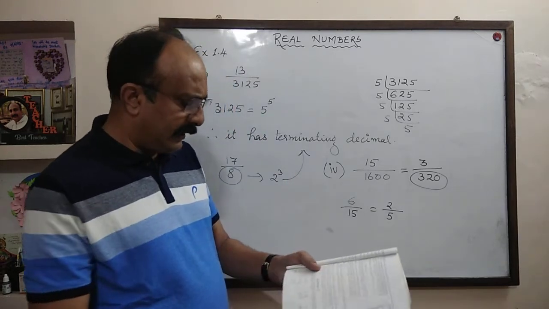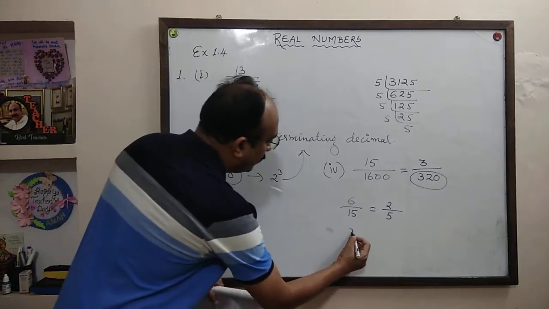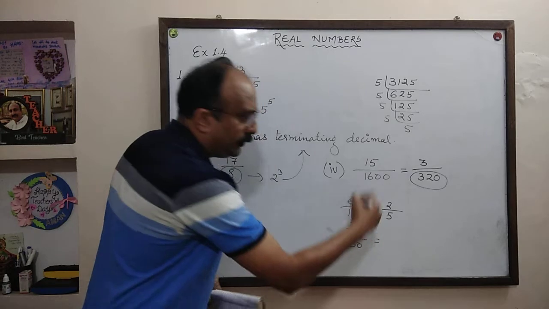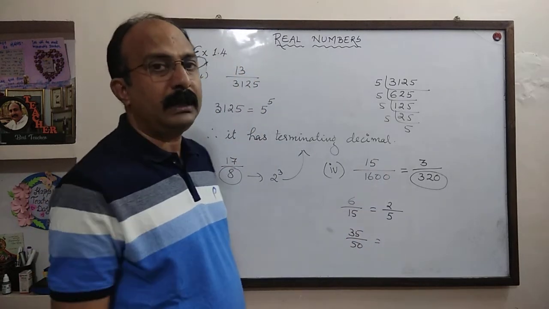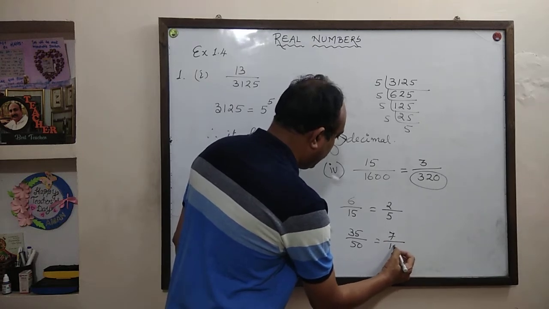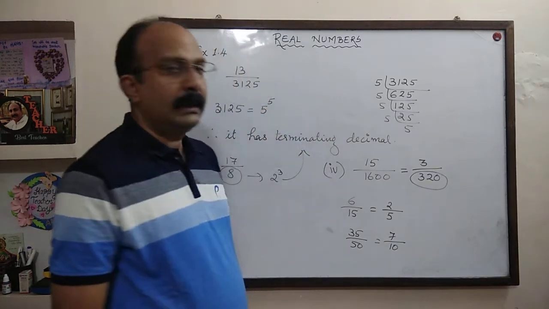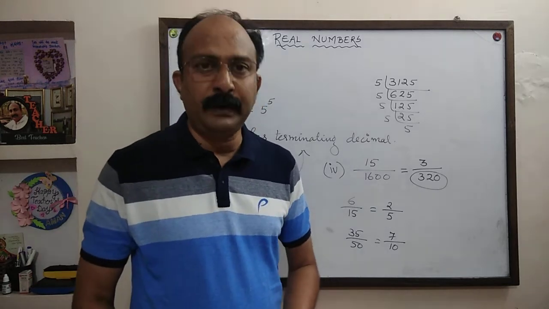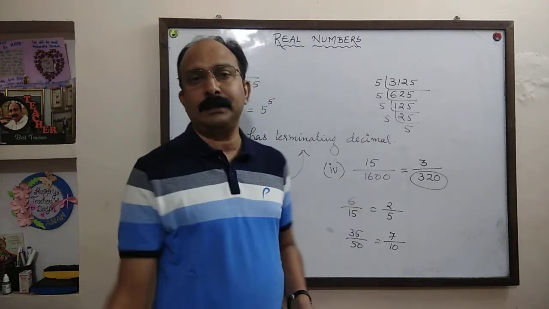Next one also, 35 upon 50. They are also not in coprime form. Both are divisible by 5. 7 upon 10. Now prime factors of 10: 2 into 5. So answer terminating.